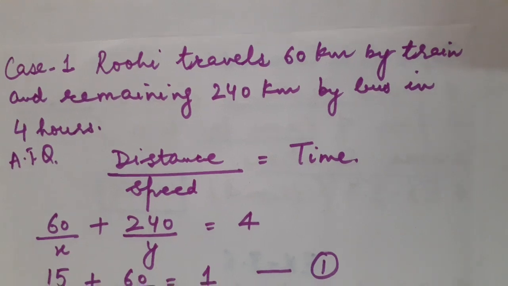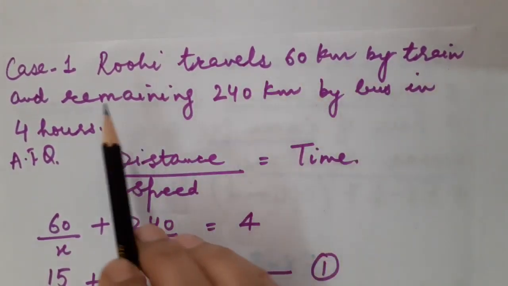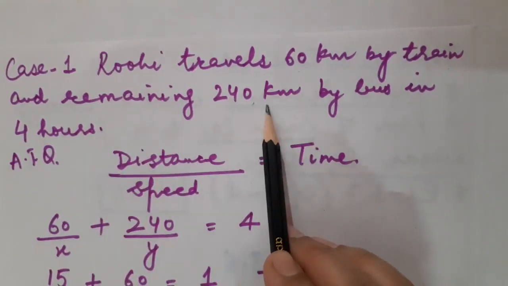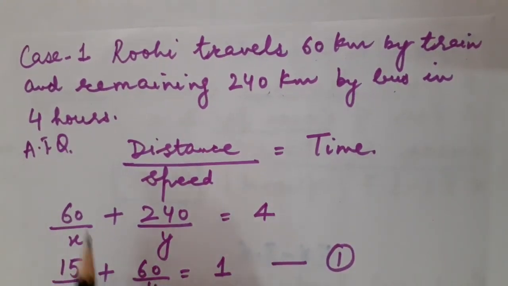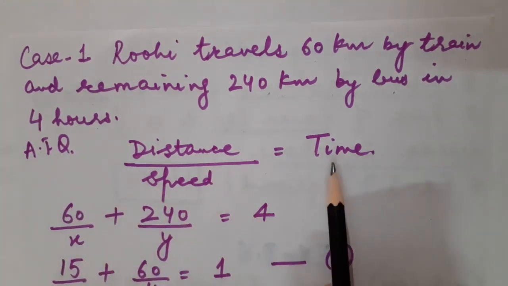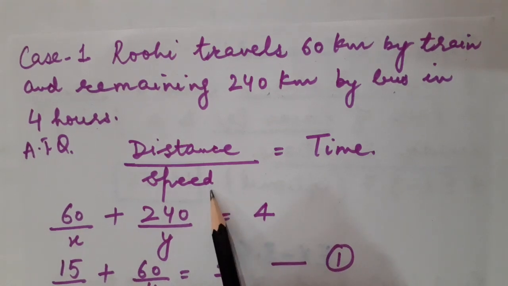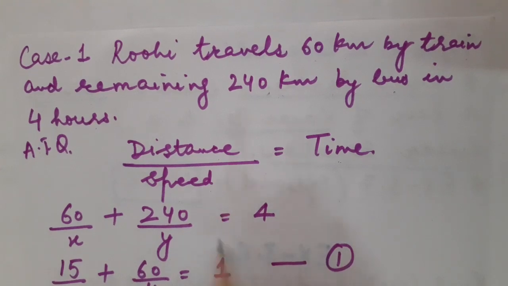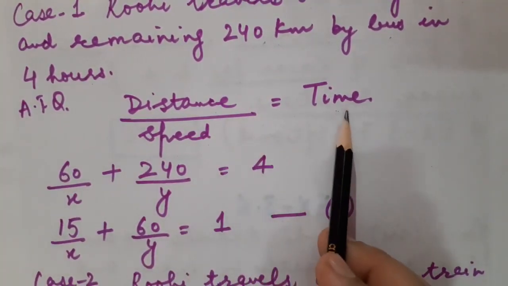Now, children, in case 1, Ruhi travels 60 km by train and the remaining 240 km, because the total distance is 300 km, by bus. And how much time the girl is going to take? That is 4 hours. Children, yesterday also I made you understand, when you will be knowing about the distance, you will be knowing about the speed, then this is very simple to calculate time. The same formula I am going to adopt over here. Distance upon speed is equal to time.